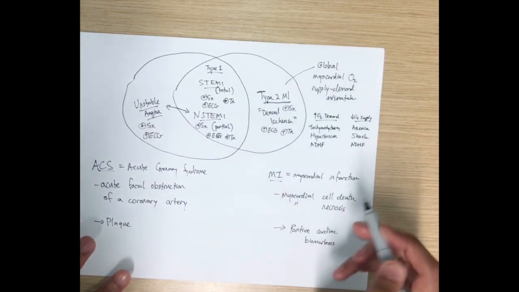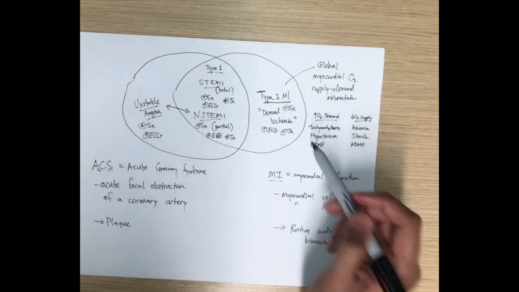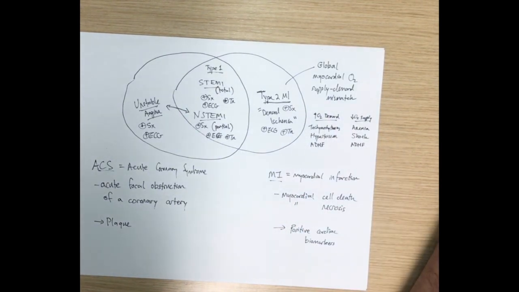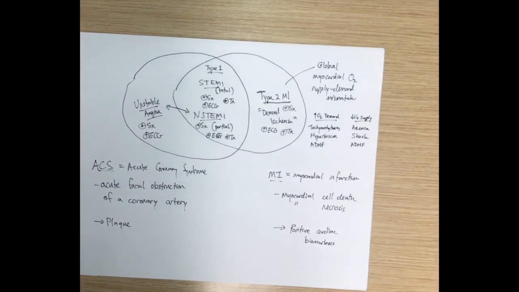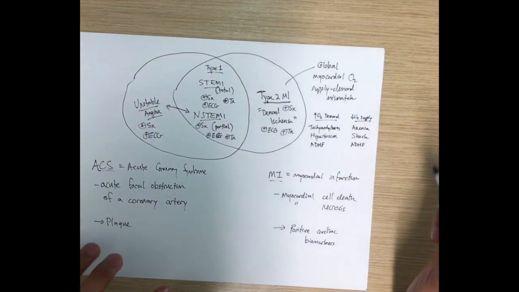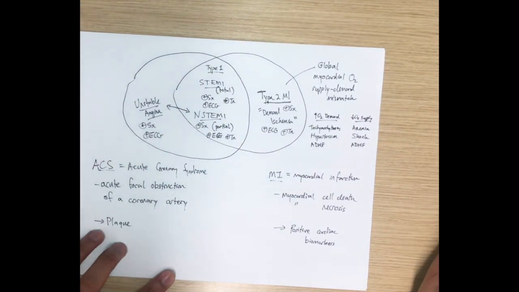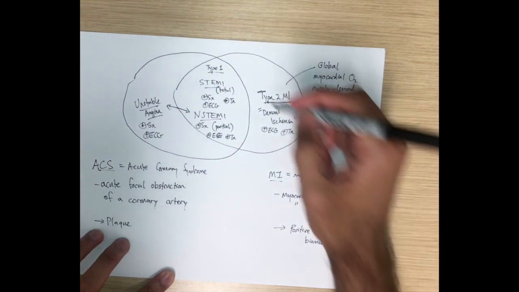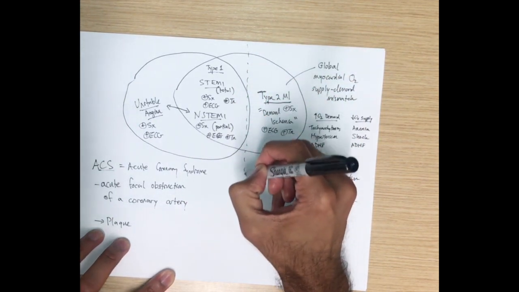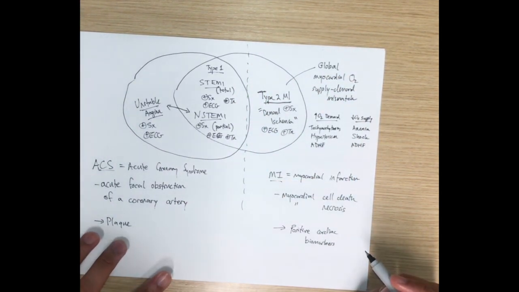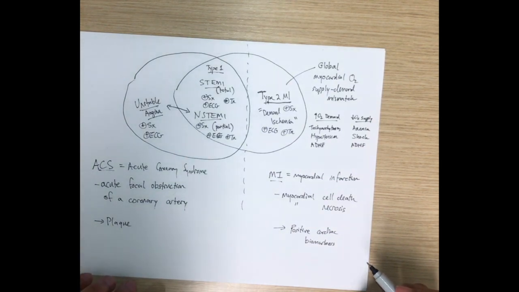So none of these things alone is enough to distinguish between a type 1 MI or a type 2 MI, or acute coronary syndrome and a type 2 MI. The distinction is important to make because the treatment is different. Once you decide somebody has a type 1 MI, you're going to treat them a particular way, and once you decide someone has a type 2 MI, you're going to treat them a particular way.